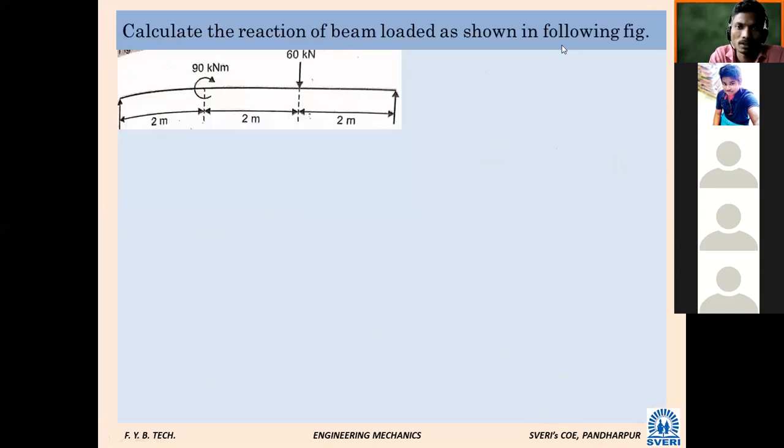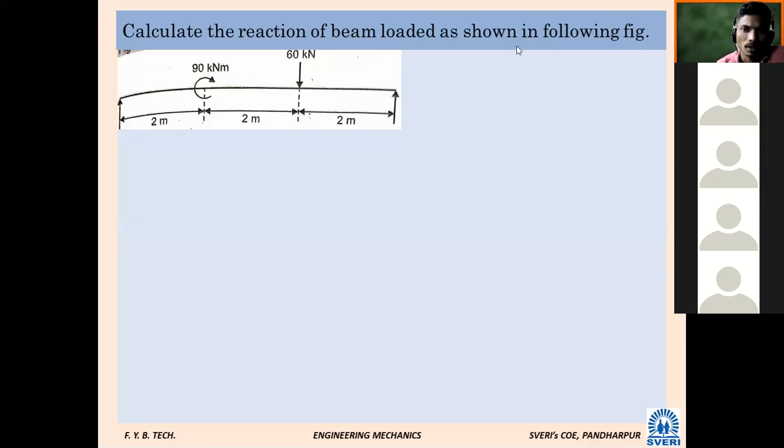Simple problem. I will give 5 minutes to solve this. Can anybody read? Again, who will read? Saili 35, will you read this? Yes, sir. Only one sentence. Calculate the reaction of the beam as loaded in the following figure.